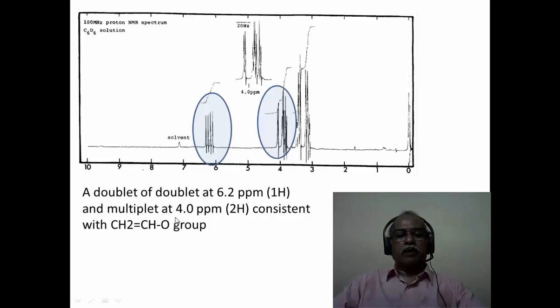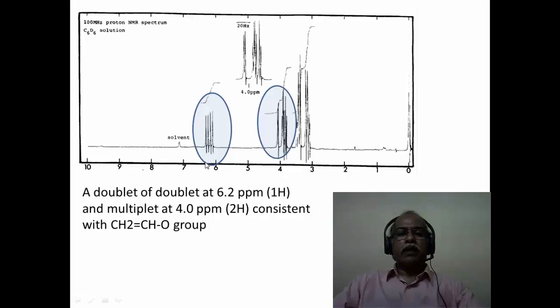In other words, the vinyl ether functional group, this particular hydrogen which is directly attached to the carbon bearing the oxygen would come at a higher delta value, around 6.3 or 6.2 or so. And this is a doublet of a doublet, which is what is seen here. The doublet of a doublet is essentially because of the vicinal CH2 group, which has a cis as well as a trans relationship to the CH functional group here. So this would give the cis as well as the trans coupling constant corresponding to a doublet of a doublet.